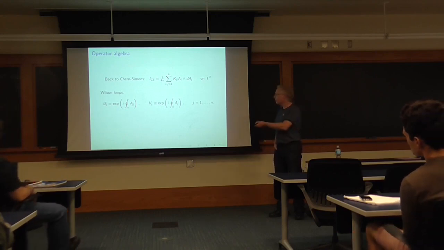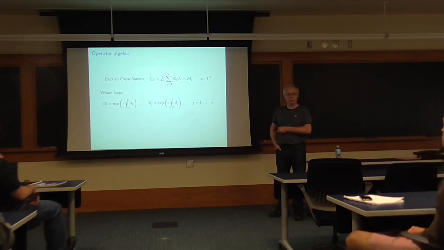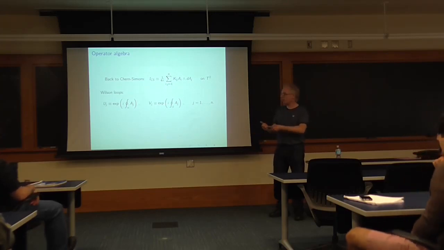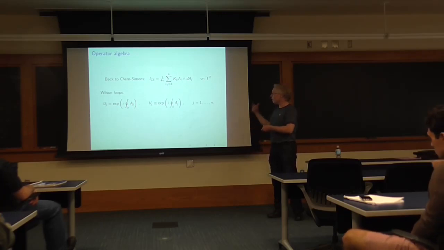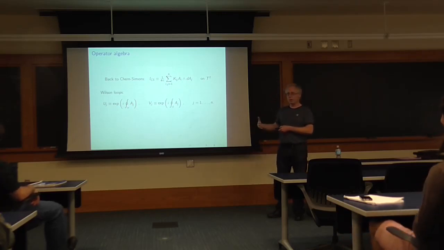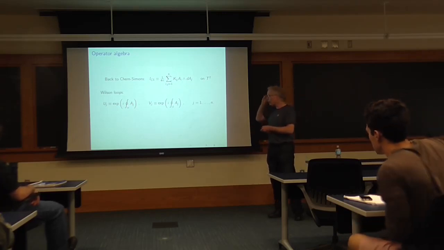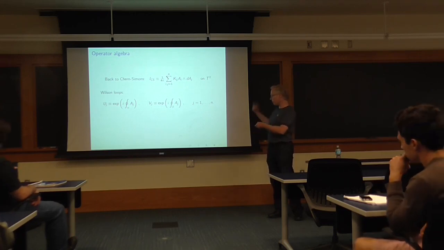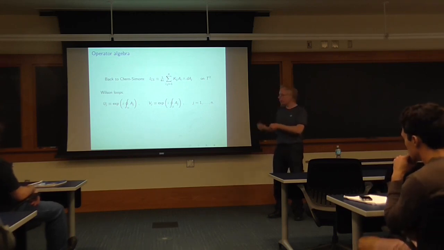And I can put the Wilson loops on one of the two cycles of the torus. And I can construct everything from these two basic sets. If alpha and beta are the two standard cycles of the torus, then I'll have 2n Wilson loop operators to consider. The U's are the Wilson loops of the alpha cycle, and the V's the Wilson loops of the beta cycle.